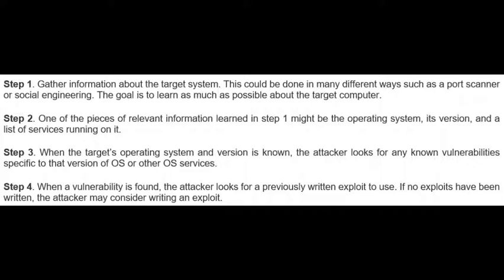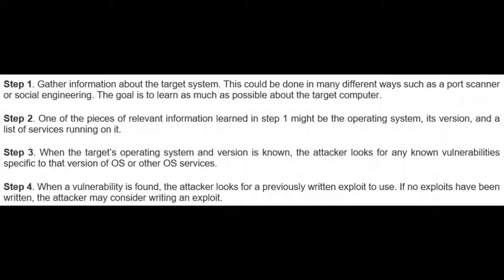Step 2. One of the pieces of relevant information learned in Step 1 might be the operating system, its version, and a list of services running on it. Step 3. When the target's operating system and version is known, the attacker looks for any known vulnerabilities specific to that version of OS or other OS services.